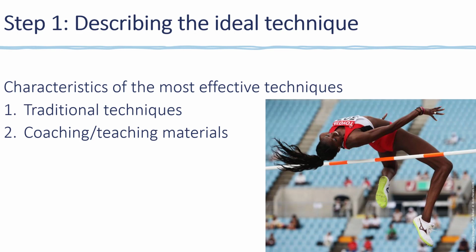First, you should observe as many performances by elite or professional athletes, as many performances by those who know what they're doing. And then you try to identify the actions and the positions that are common to all of these athletes. So that's the traditional techniques approach. The second way to identify the characteristics of the most effective technique are simply to look at coaching and teaching materials that are related to that skill. Okay, so that's all the information for step one of the analysis, which is describing the ideal technique.